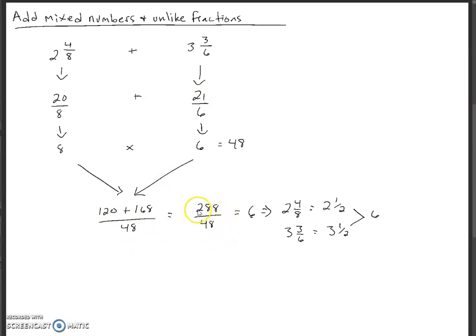So 48 goes into 288 6 times with no decimal left over. And so just to elaborate on this here, 2 4/8, 3 3/6, well, that's 2.5, 3.5. So you got 5 plus a half gives you 6.